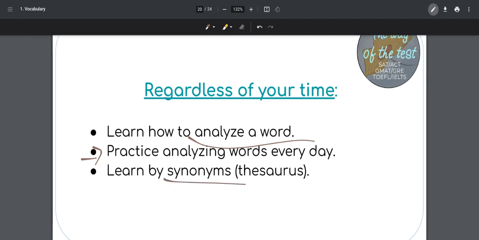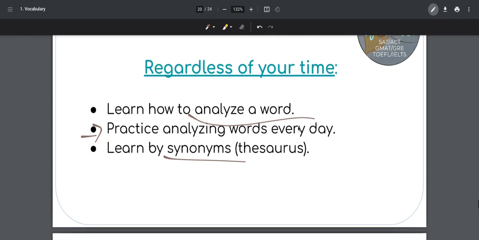And you want to learn by synonyms. You don't want to learn words and then write the definition with a very long explanation. No, you want to learn a new word, just write two words that have the same meaning, and you move on with your life. You want to learn by synonym. You want to learn by associations.